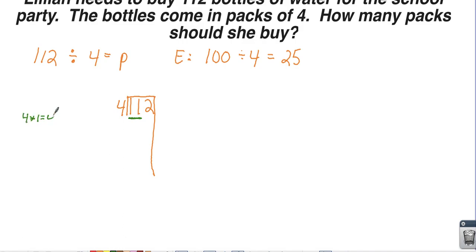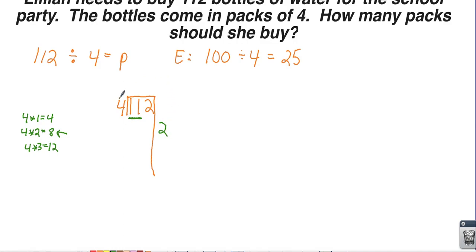4 times 1 is 4. We're going to write our multiples just like we did earlier in the week. 4 times 2 is 8. I can keep going here. 4 times 3 is 12. Okay, that's too big because I'm doing 11 divided by 4. So I'm going to go back to this. 4 times 2 is 8. That means 4 can go into 11 2 times. Put my 2 out here.